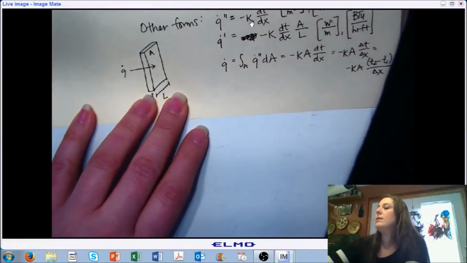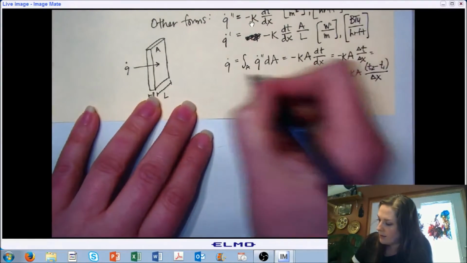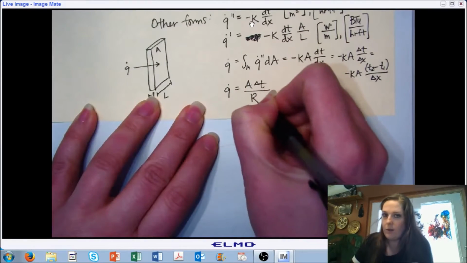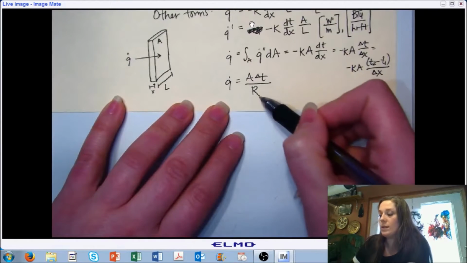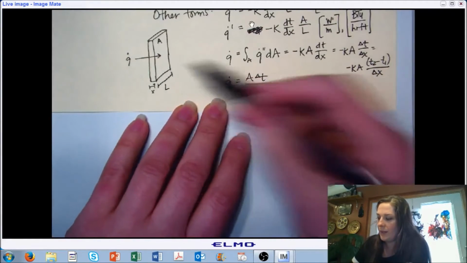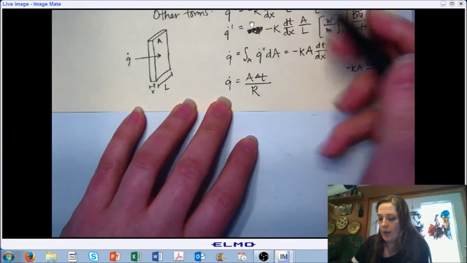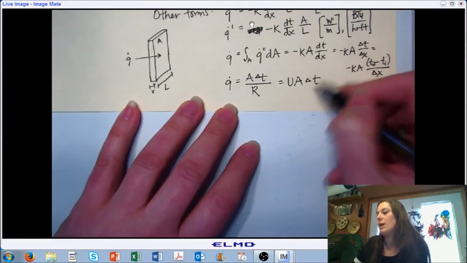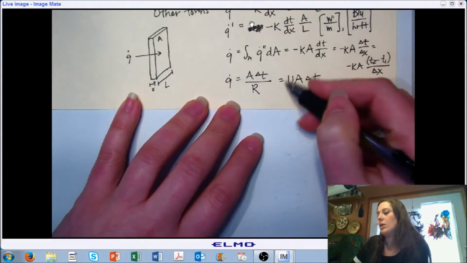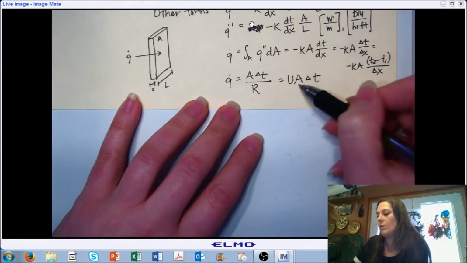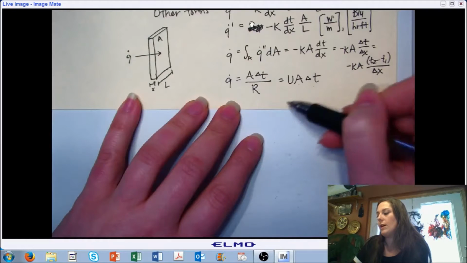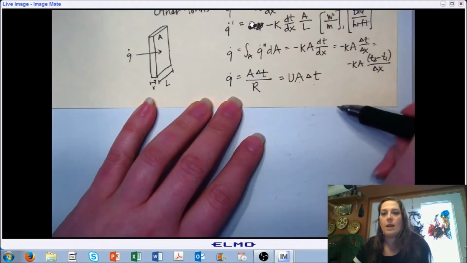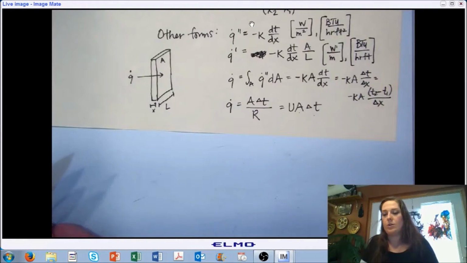All right, and then one final way we might see this, A delta T over R, where R is the thermal resistance of the material that the heat is passing through. So it's just a conversion between K and R. Or U A delta T. So these are the versions that we're seeing in our book, where this UA is the overall heat transfer coefficient of the building envelope, and this is the temperature differential on each side of the building envelope, so inside the building versus outside the building. All of these equations are representing the same thing. These are just different ways you might see them show up.